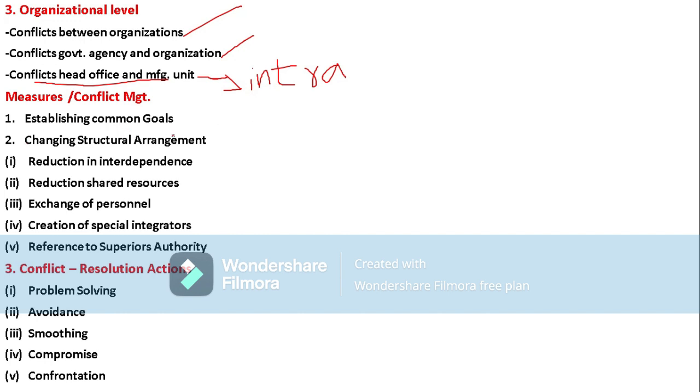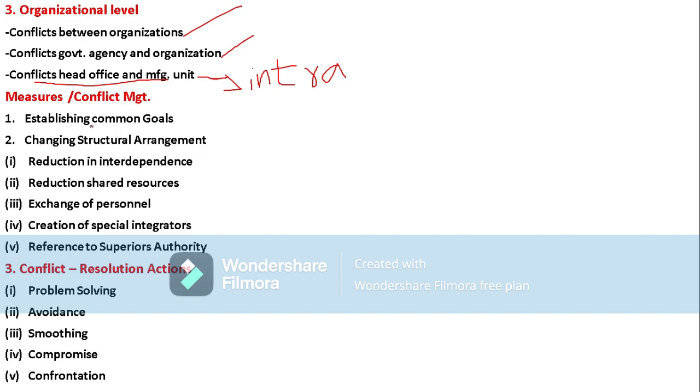Organizational conflict means individual goals and organizational goals should be aligned, and then conflicts may not be seen. So establishing common goals means departmental goals, individual goals, and organizational goals should all be aligned with each other. Then goal conflicts cannot be seen.